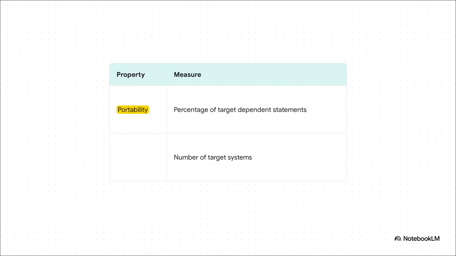Right. And this isn't just some fluffy, abstract idea. We can actually measure how portable a piece of software is. We look at things like, okay, this sounds technical, but the percentage of target-dependent statements. All that really means is we count up how much of the computer code is specifically tied to just one system. The lower that number, the more portable it is. Or, a simpler way is just to count how many different systems it can run on. The point is, it's a real, tangible quality that we have to plan for and test.